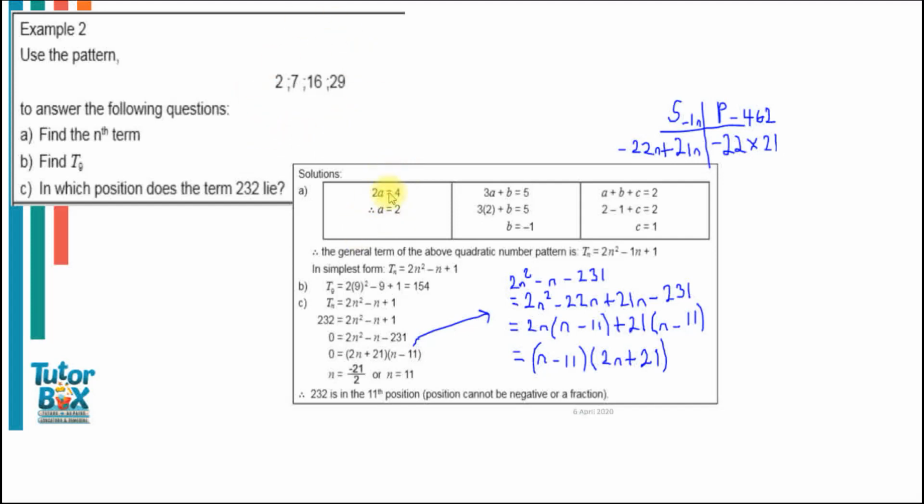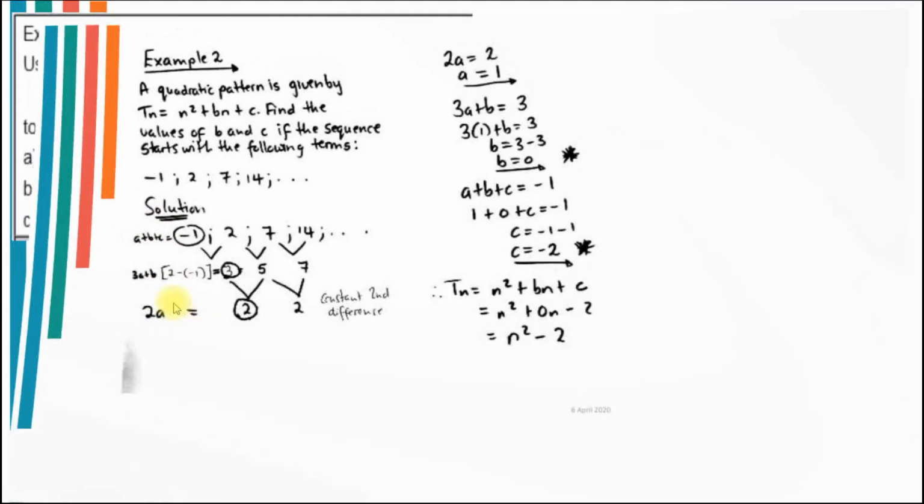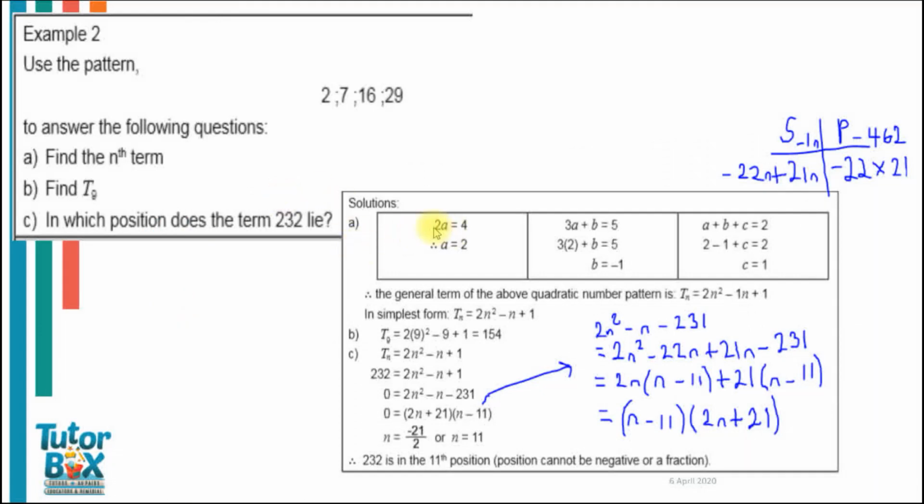If you're not sure how we got this, just go back to the previous examples and use that tree diagram that we used that had 2a. This one, let me just quickly show you guys. This one here, that had 2a, that had 3a plus b, and that had a plus b plus c. Okay. So we have now 2a is equal to 4, and therefore a is 2. Then we have 3a plus b is 5. We just got that a is 2. So that means that 6 plus b is 5, so b is minus 1. And then a plus b plus c is 2. If you solve, we get that c is equal to 1.